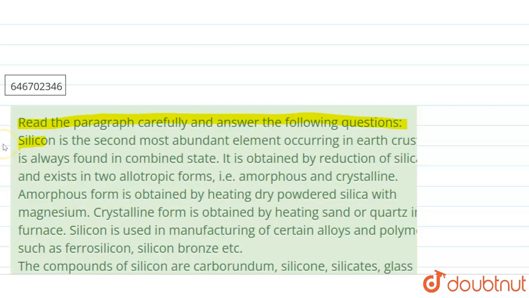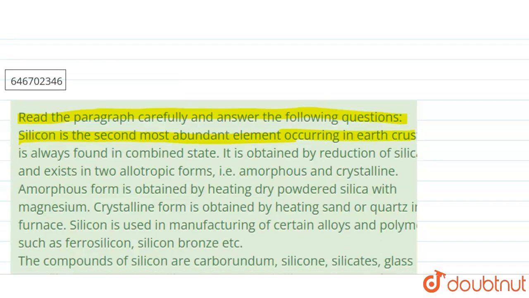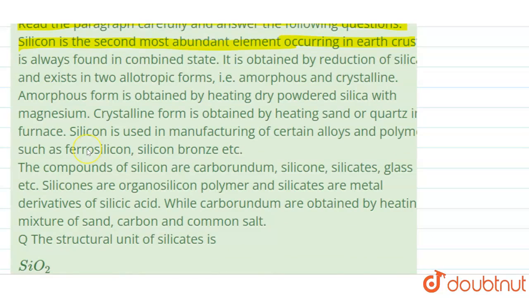Today's question is: read the paragraph carefully and answer the following questions. Silicon is the second most abundant element occurring in the Earth's crust and always found in combined state. It is obtained by reduction of silica and exists in two allotropic forms, that is amorphous and crystalline. Amorphous form is obtained by heating dry powdered silica with magnesium. The crystalline form is obtained by heating sand or quartz in furnace.